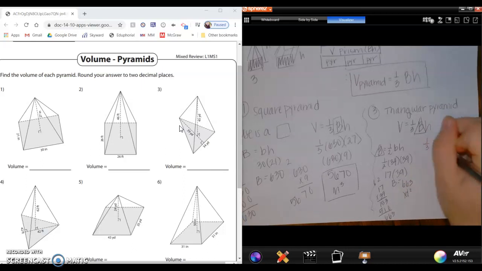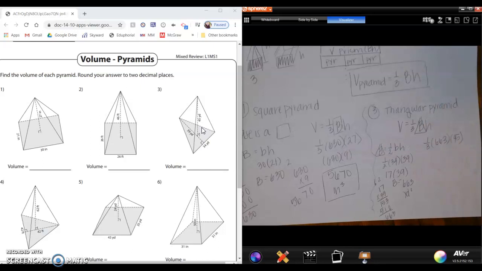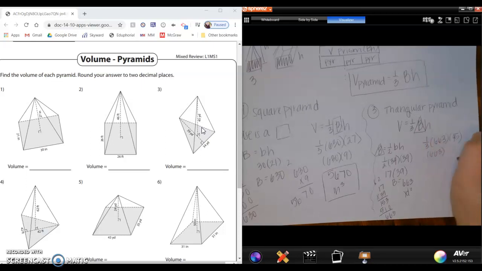So I have 1/3, and 663 goes in for the area of the base. And again, the height of that pyramid is the distance from the vertex, the tip-top point, to the base that meets at a 90-degree or a right angle. That distance is 45, so 45 will get substituted in for the height. Just like our previous example, we want to work smarter, not harder. I know that I can take 1/3 of 45, and I get 15. So now it's 663 times 15.